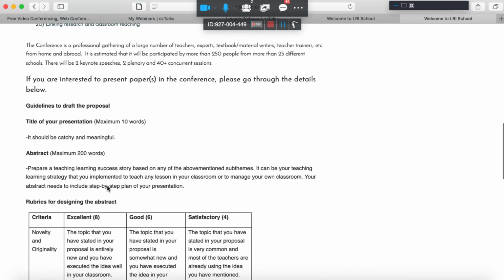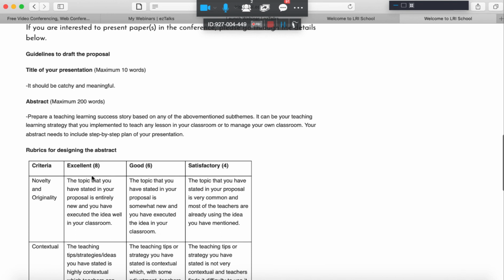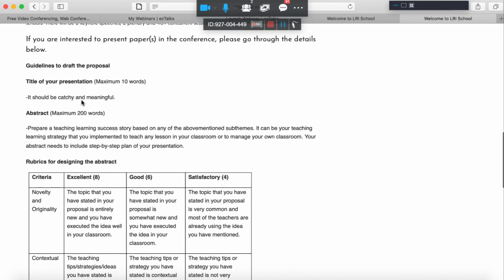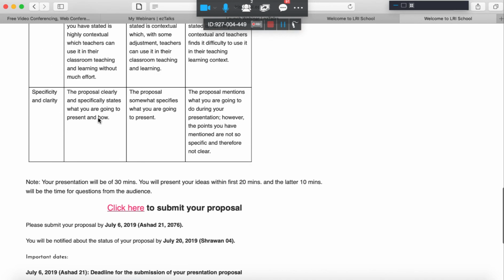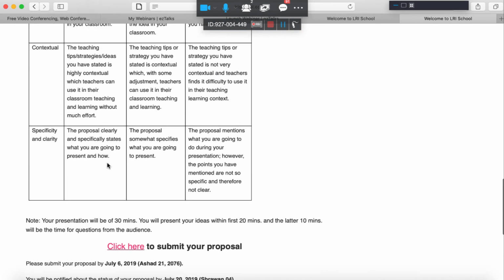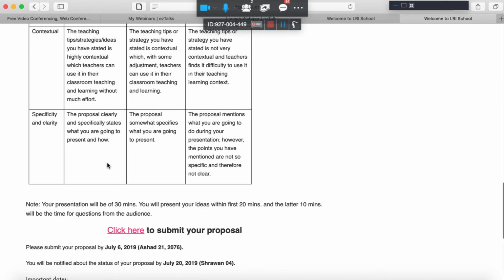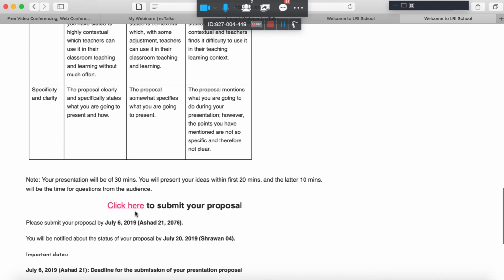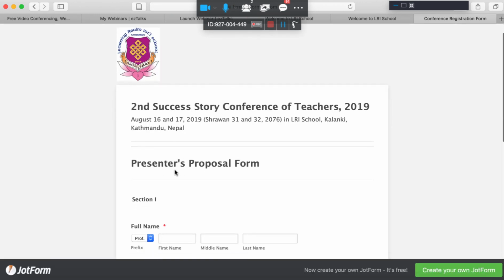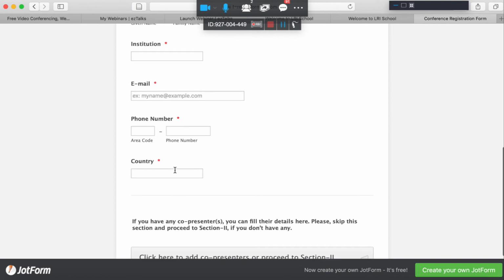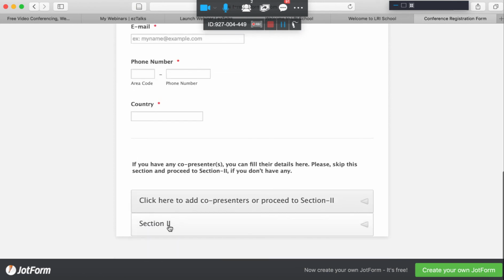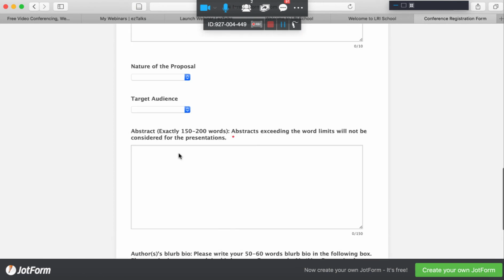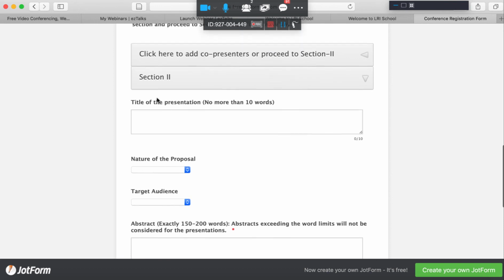your proposal as well. There's a proposal submission guideline to draft a proposal. Title is 10 words, abstract is 200 words, and then this is it. It's not difficult as such. I'm sure you will be the one to achieve this. And click here to submit a proposal. If you click here, it will connect you to the form. This form is not so long and you will just fill it up. The only thing you need to do is select your title and then your abstract.